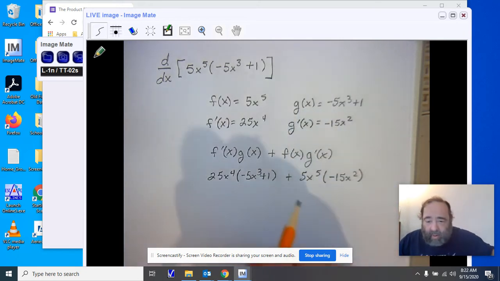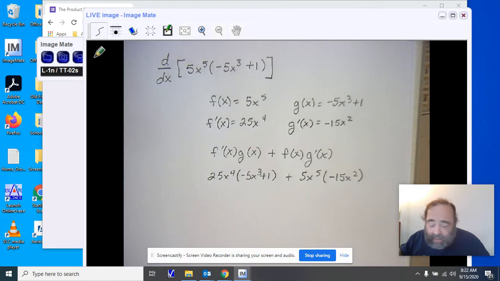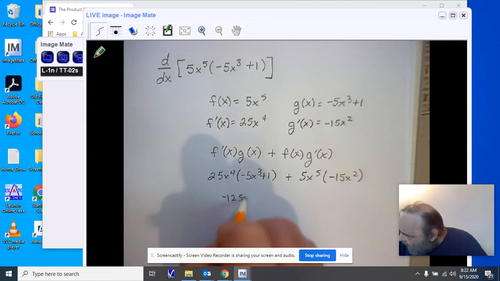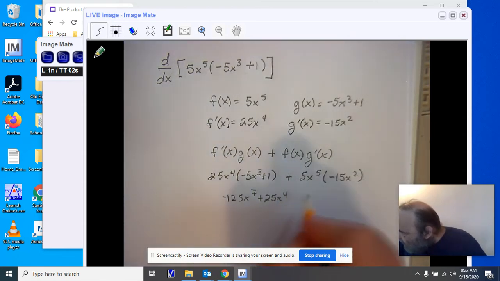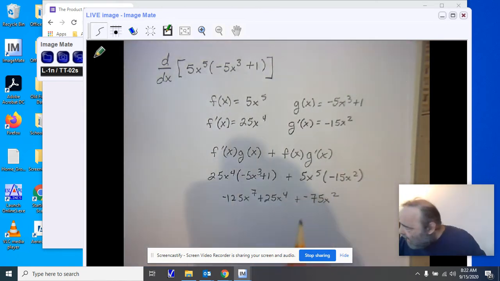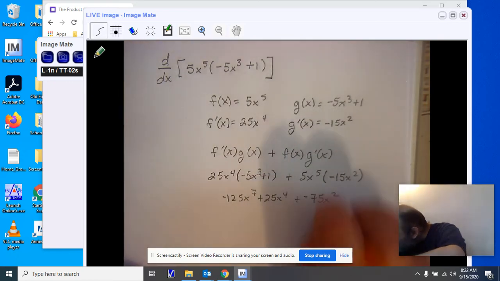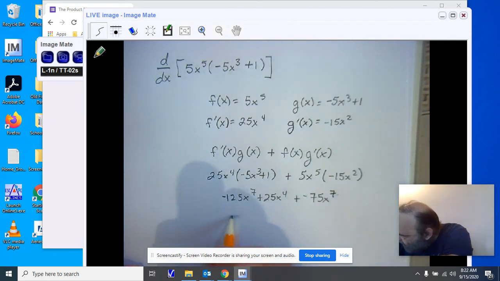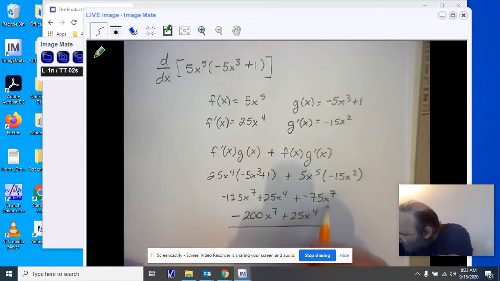Now at this point, what we're going to be working with is simply adding like terms. So I'm going to distribute. I get negative 125x to the seventh, and I'm adding 25x to the fourth. In addition, I have this negative 75x squared, and that's x to the seventh. And then we add our like terms, and we are left with our answer, negative 200x to the seventh plus 25x to the fourth. And this is our goal.